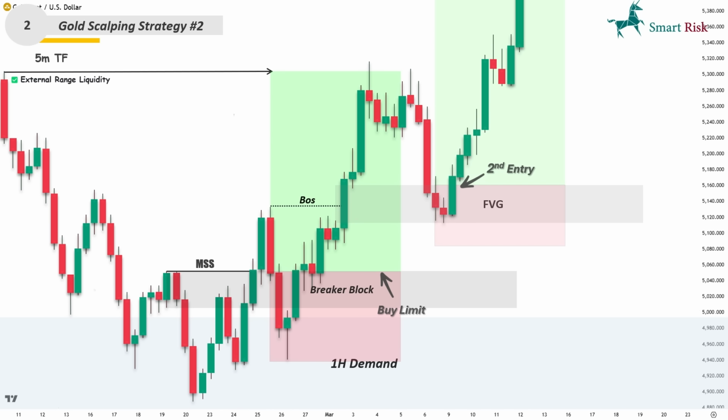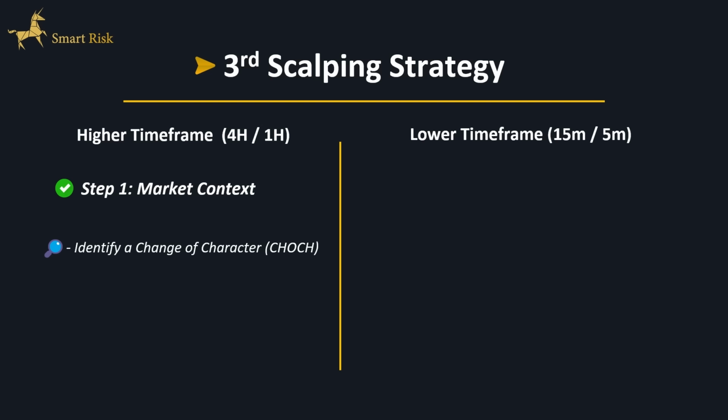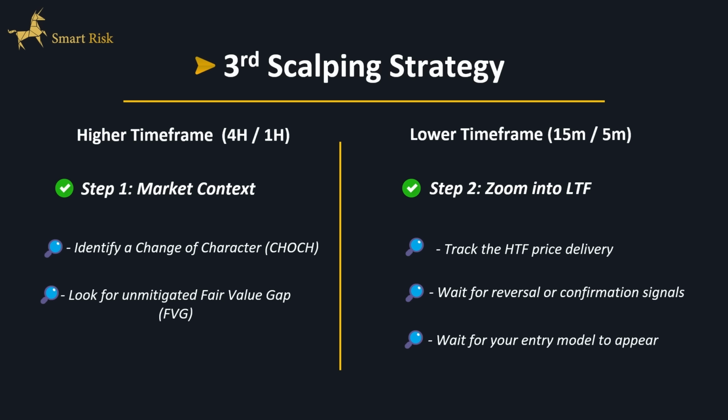Now let's move on to the third scalping strategy. Just like the previous two strategies, to apply this setup correctly, you need to work with two time frames. First, a higher time frame, such as the 4-hour or 1-hour chart, to analyze market structure and look for a clear higher time frame change of character, along with the formation of an unmitigated fair value gap tied to it. Then, we zoom into a lower time frame, such as the 15-minute or 5-minute chart depending on the combination you prefer, to look for reversal signs, confirmation signals, and eventually a proper entry model.